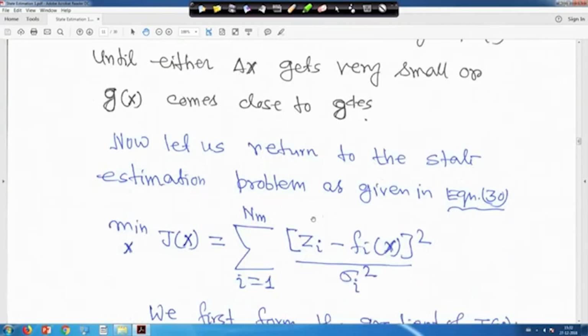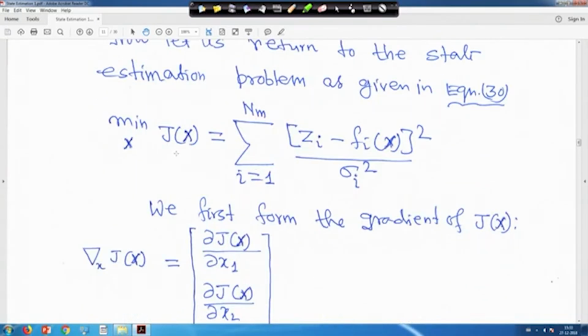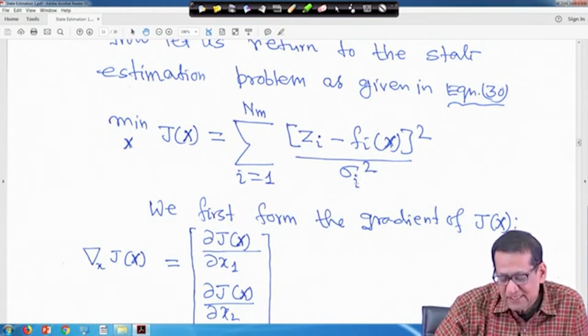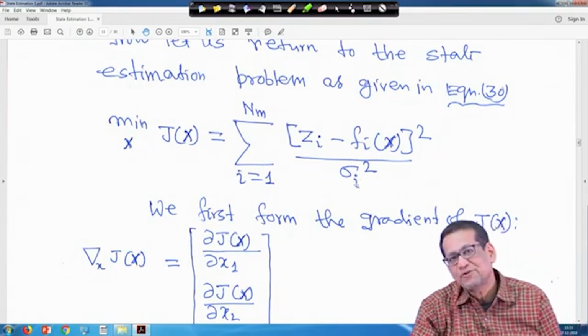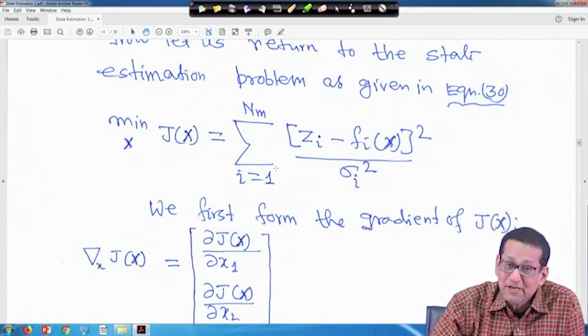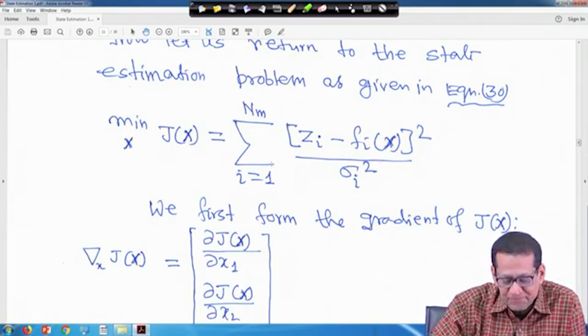Now, let us return to the state estimation problem as given in equation 30. Earlier we have seen that we minimize J of x, the sum over i equal to 1 to nm, nm being the number of measurements, of z i minus f i of x, whole square, divided by sigma i square. I told you once again, why have we divided it by sigma i square? It is a small question to you, so you will answer it in the forum.